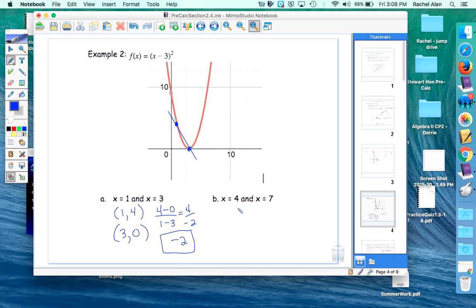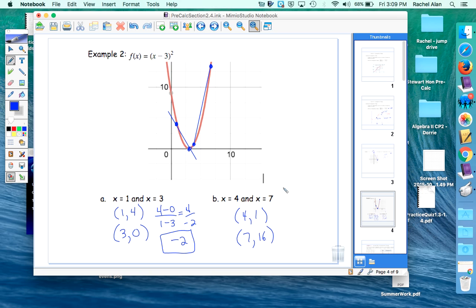If I wanted to find the average rate of change between x equals 4 and x equals 7, then I want f of 4, and f of 4 is 1. And f of 7 would be 16. So if I look at those 2 points, 4, 1 is right about here, and then 7, 16 is up here. So the secant line would look like this.